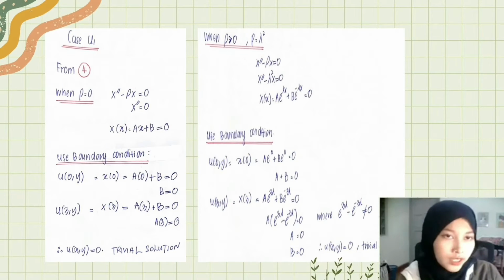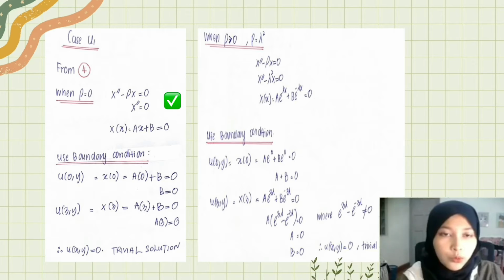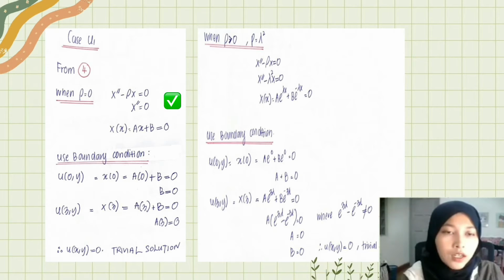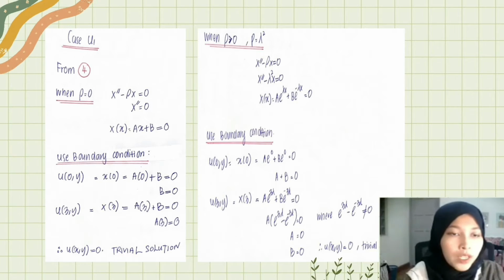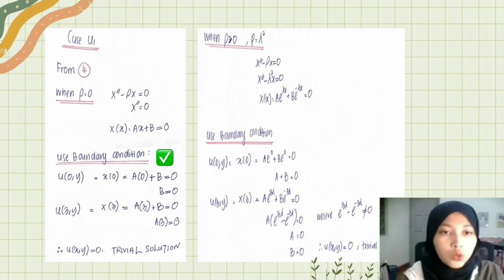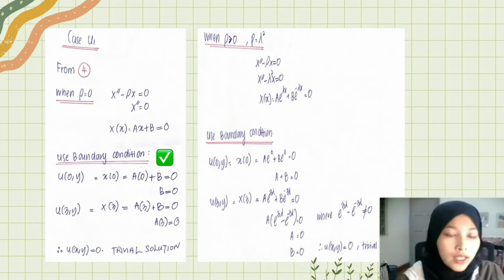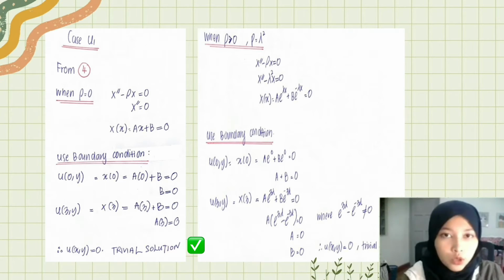Let's proceed to the case u1 from equation 4. Okay, when p equal to 0, X double prime minus pX equal to 0, and then we get the general equation for X is aX plus b equal to 0. Next, we use the boundary condition from case u1: u(0,y) equal to 0. Then we substitute into the general equation of X, we will get b equal to 0. The next boundary condition is u(3,y), and we will get a equal to 0. We will obtain u(x,y) equal to 0, which is a trivial solution.